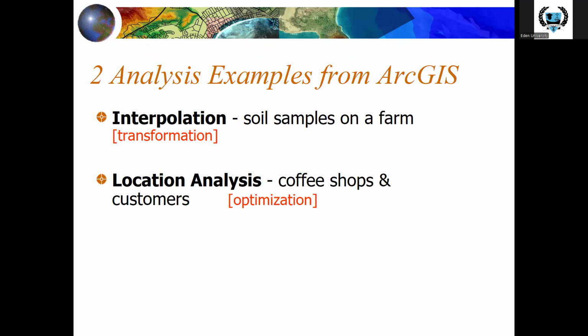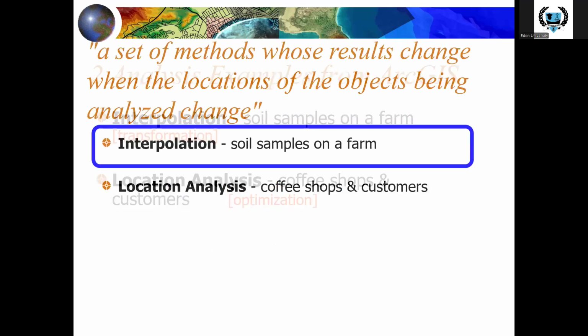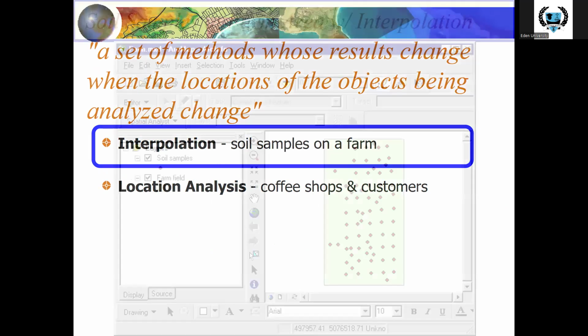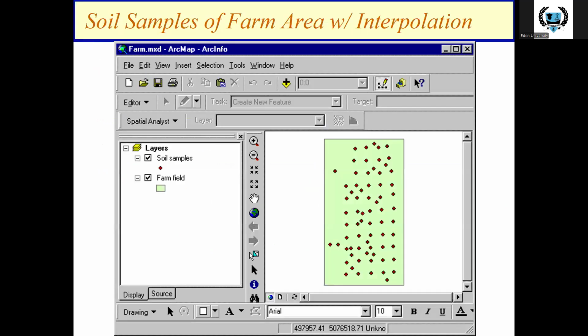Analysis examples from ArcGIS. So interpolation, that is, we're talking about soil samples on a farm. Transformation, location analysis, we're talking about coffee shops and customers. A set of methods whose results change when the location of the object being analyzed changes. Interpolation, we're simply talking about the sample, so a sample of the farm area. This is how they appear in ArcMap.